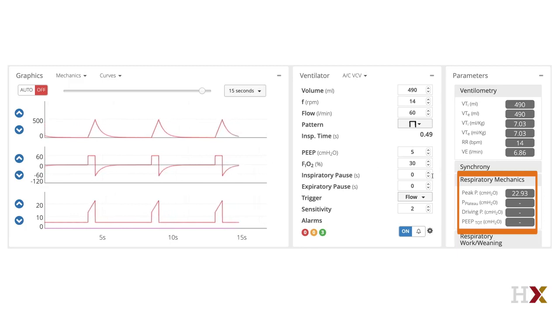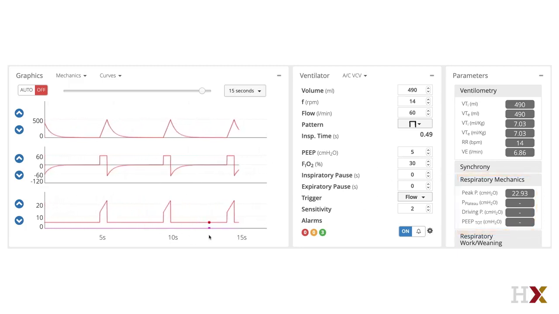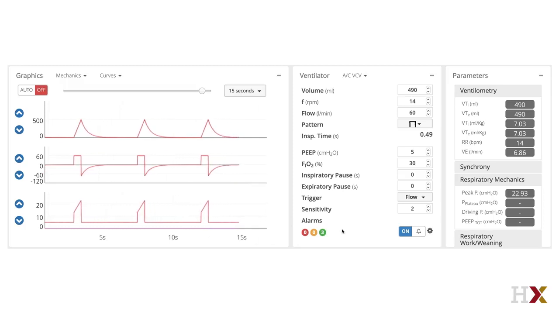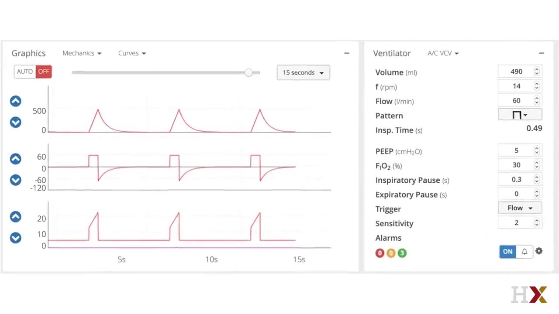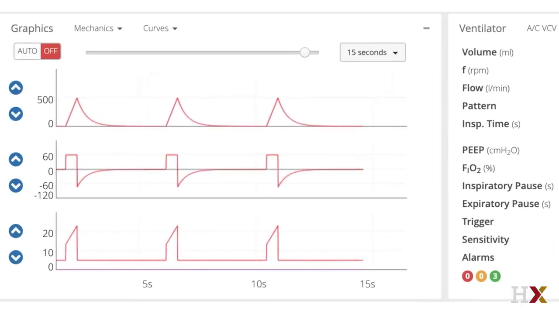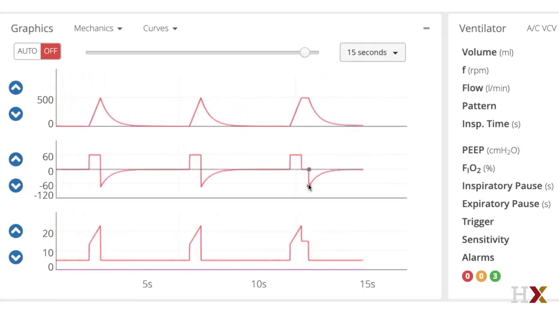Let's watch the screen over here as we change. Currently, you can see that there is only a peak pressure being demonstrated, and this includes resistive and elastic pressures, and we can't distinguish between how much of this is resistance and how much is due to the stiffness of the lung. So let's add a pause. Now you will see there's an inspiratory pause in the waveform.